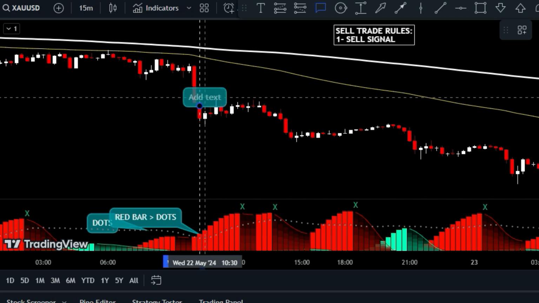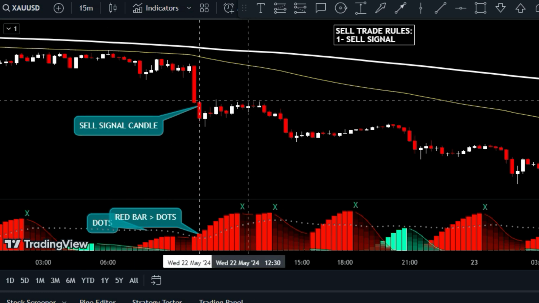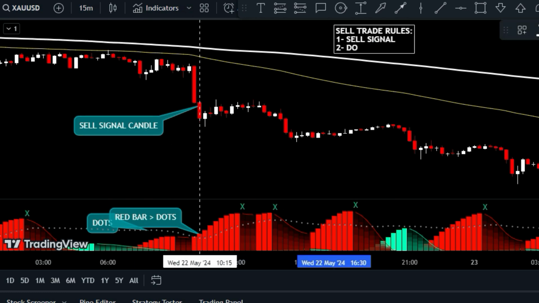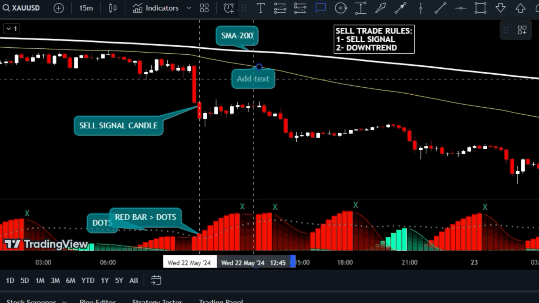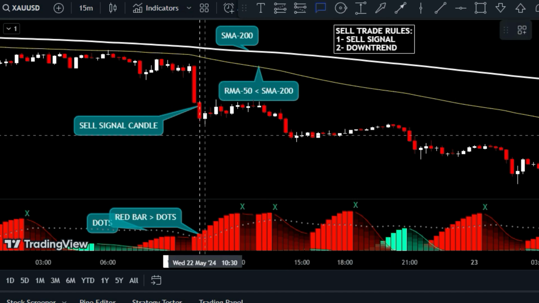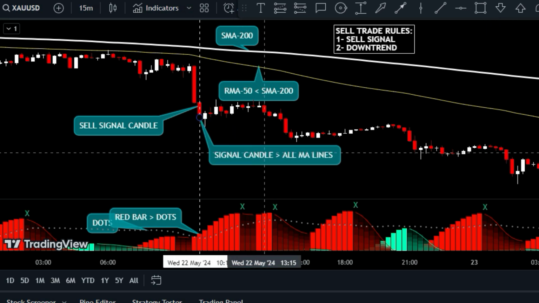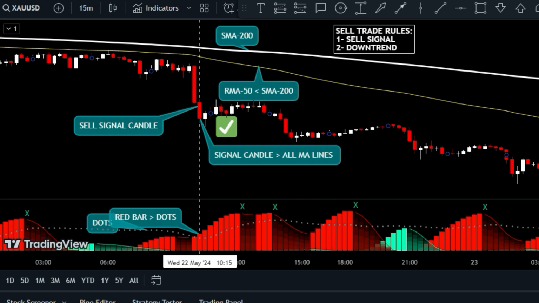But don't jump the gun just yet. Ensure you're trading with the current trend. Check the 10 and 1 Different Moving Averages indicator to verify we're in a downtrend. So once you've confirmed both conditions, you're good to go ahead and open the sell position.